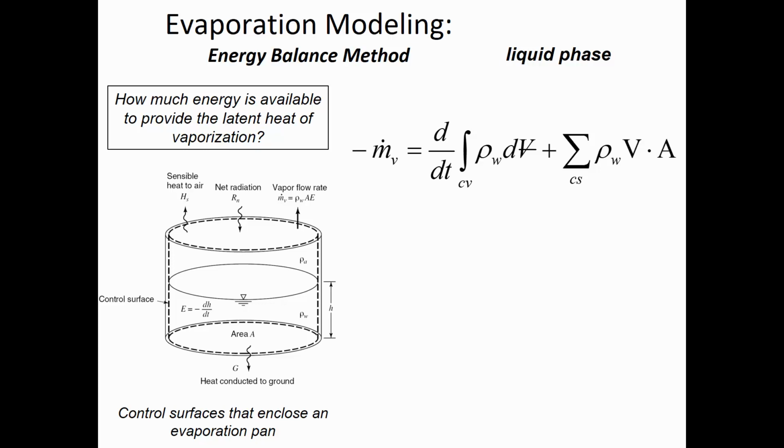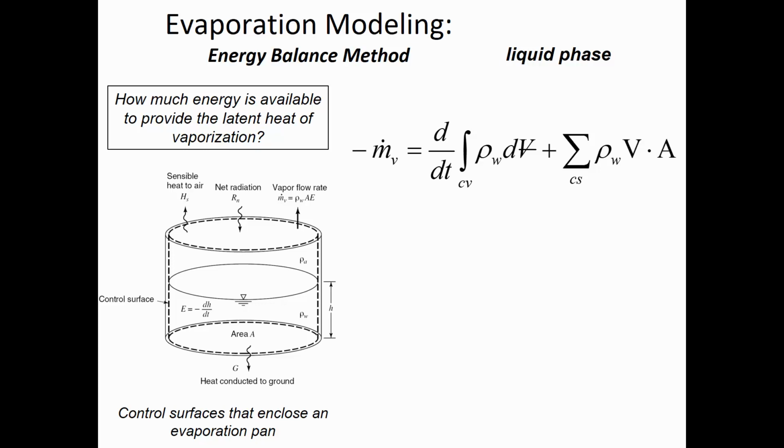So the change in the depth of water over time, dH/dt, is negative because it's going to be decreasing as this water evaporates. That is E, the evaporation rate. So our overall goal is to have an equation that predicts E.